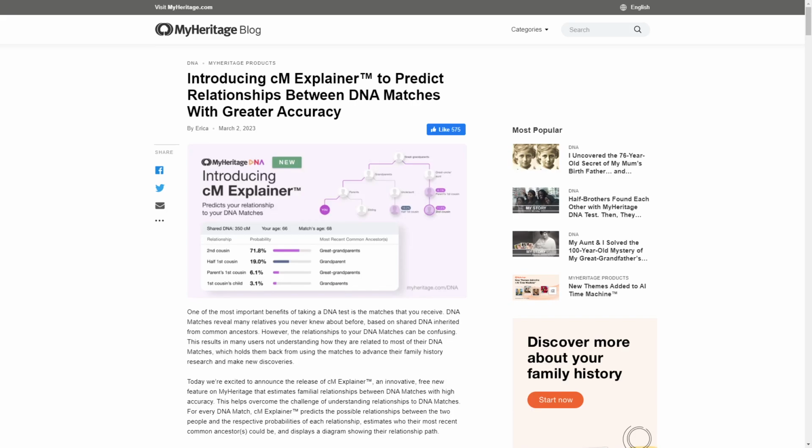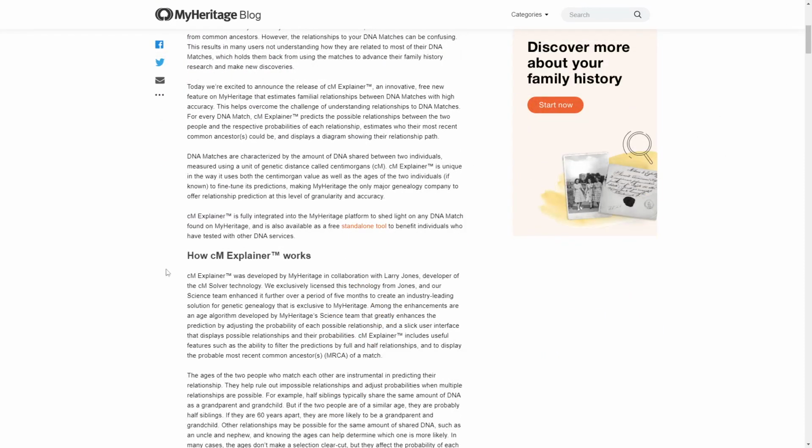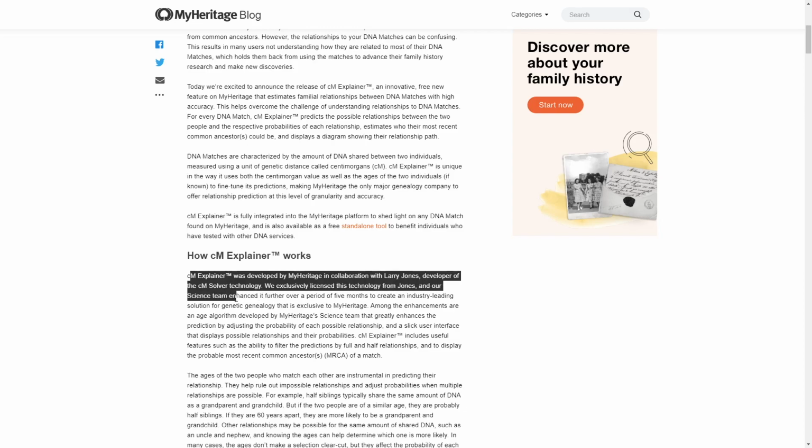Okay, this CM Explainer is, and they say it themselves, let me just read this to you. This is how it works. CM Explainer was developed by MyHeritage in collaboration with Larry Jones, yours truly, developer of the CM Solver technology. We exclusively licensed this technology from Jones, and our science team enhanced it further over a period of 5 months to create an industry-leading solution for genetic genealogy that is exclusive to MyHeritage.